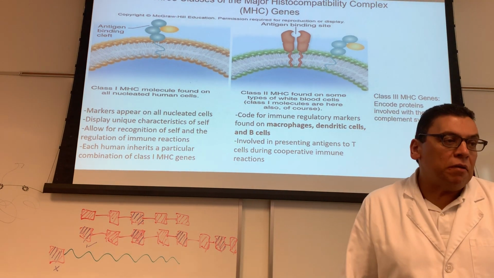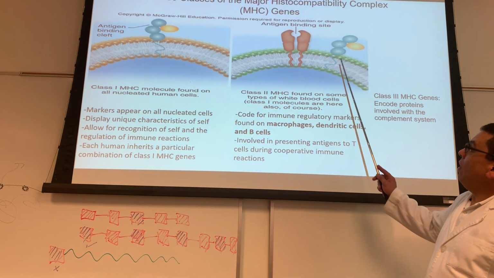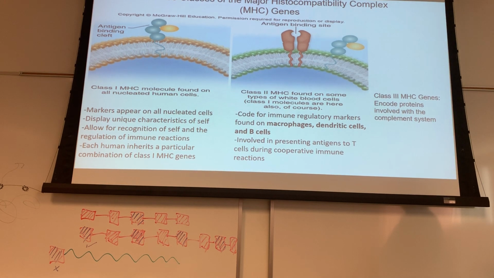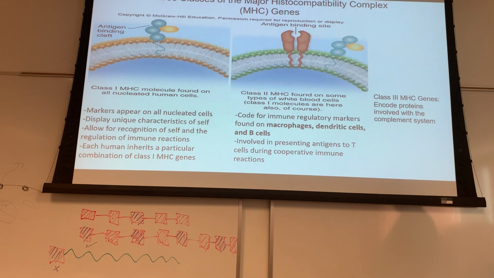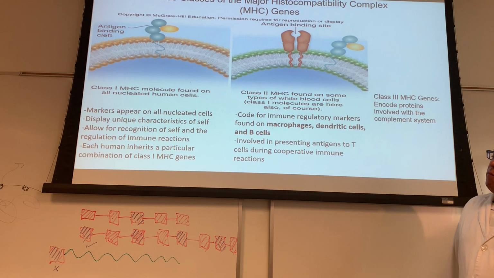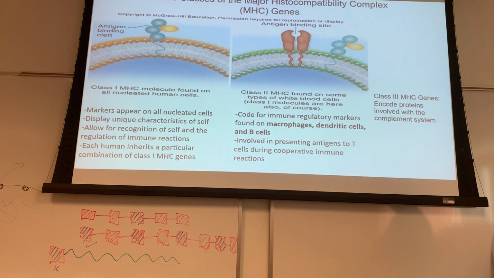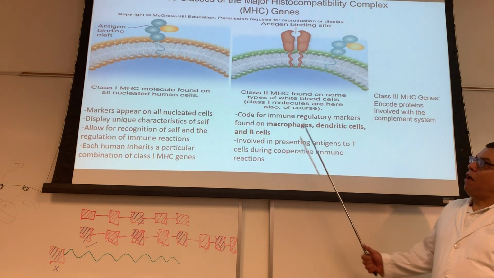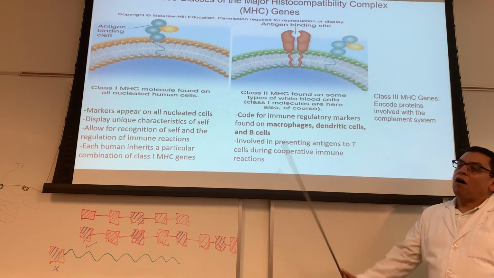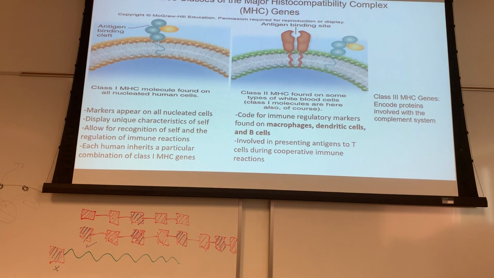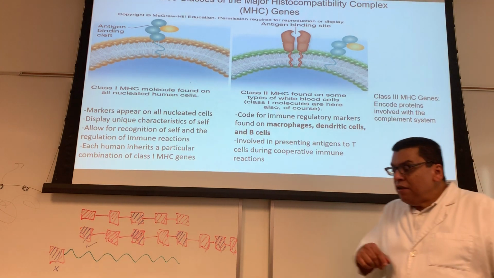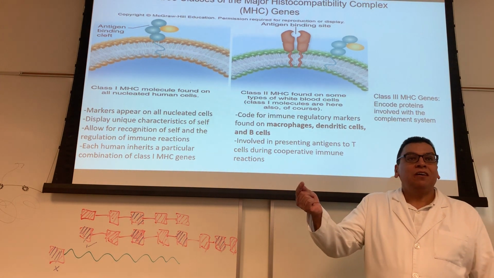Well, obviously, they also have MHC1. So they will also have MHC1 because all nucleated cells have MHC1, and these guys have a nucleus. But they also have MHC2. And we'll see what the function of MHC2 in these three cells are. Very important function. I'll give you a clue to what the function is right now. It's how they present antigen to the T cell.